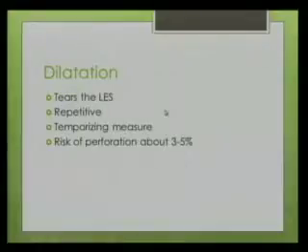What happens is it's a temporizing measure so that they'll dilate every year, then they'll dilate every 6 months, then they'll dilate every 3 months, and then somebody's going to get sick of it, so either the patient's going to get tired of it or the gastroenterologist is going to get tired of it, and then you're going to get the referral. The risk of perforation is about 3 to 5%. Like anything else, it depends on who is doing it.